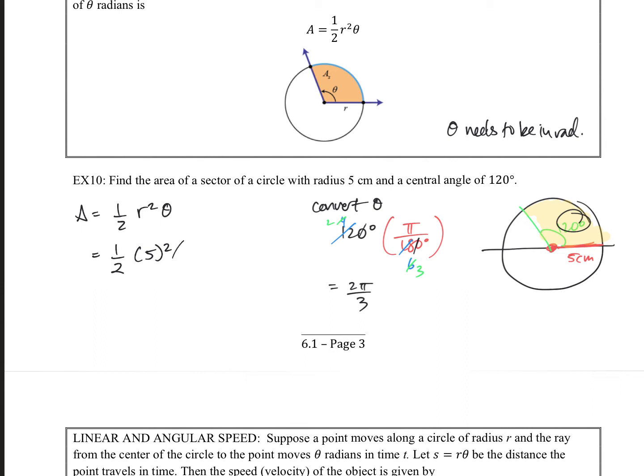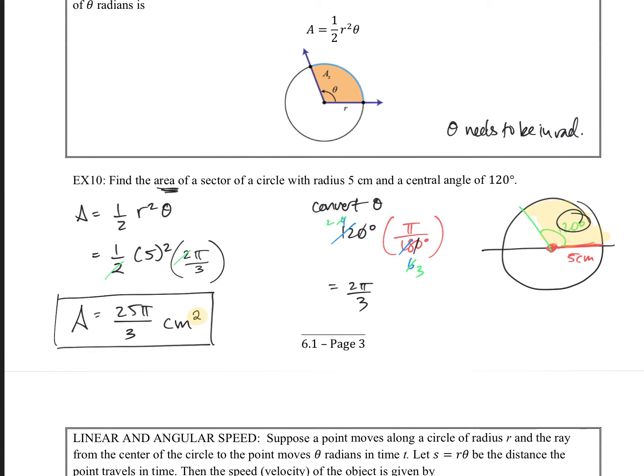Okay, so that's our theta value, so multiply that in. 2 pi over 3. And now simplifying away, the 2's cancel with each other, and we're left with 25 pi over 3. And our answer is going to be centimeters, and careful here, we're talking about area. So it should be centimeters squared. Okay, remember that squared value. Centimeters squared for area. Length does not have a square, but area does.